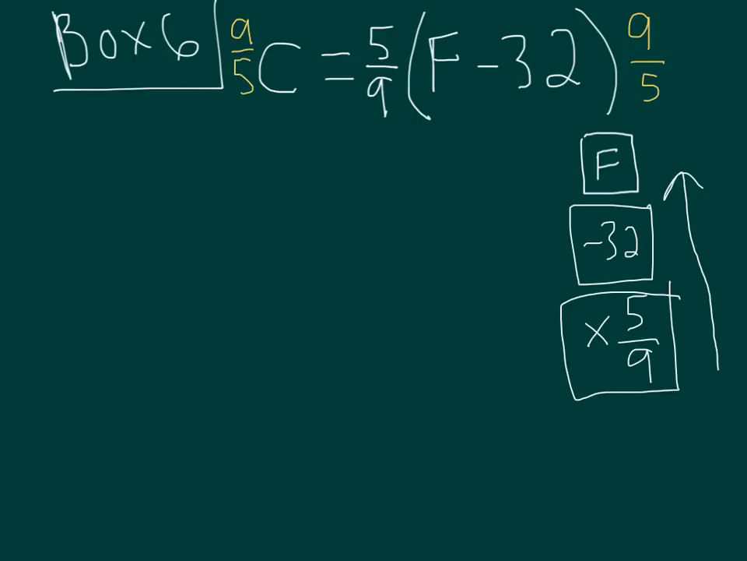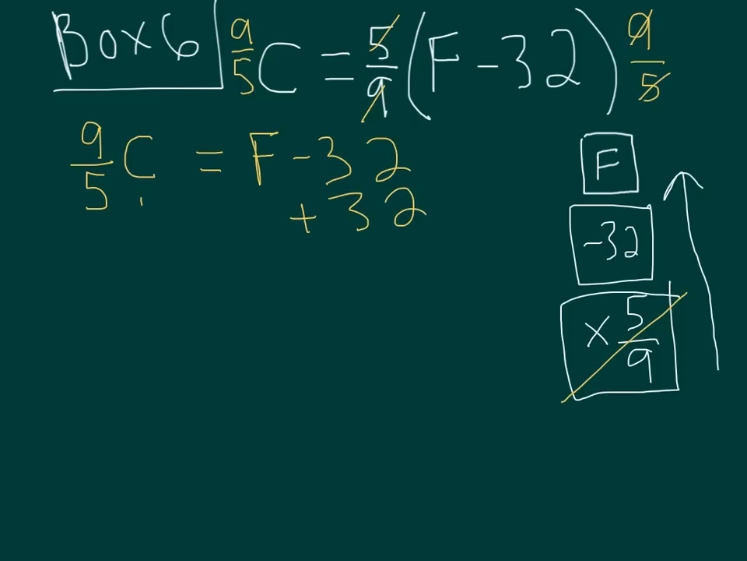Alright, and that will get rid of this bottom box. So the 9 on top cancels with that 9, and this 5 cancels with that 5. And I'm left with 9/5 times C equals F, Fahrenheit minus 32. Now going up my ladder, they did minus 32, so I'm going to do plus 32 on both sides. That will get rid of that box and get rid of this 32.